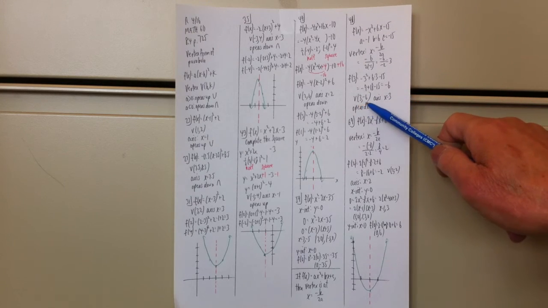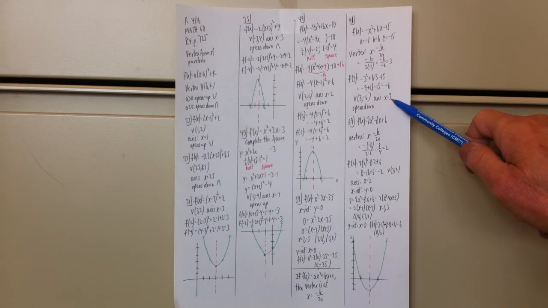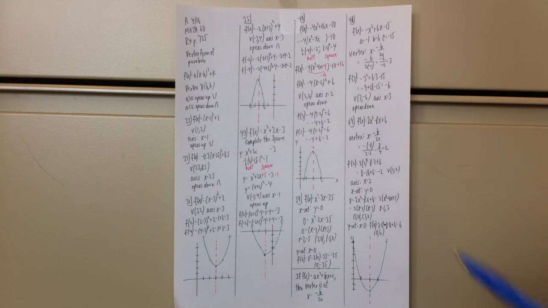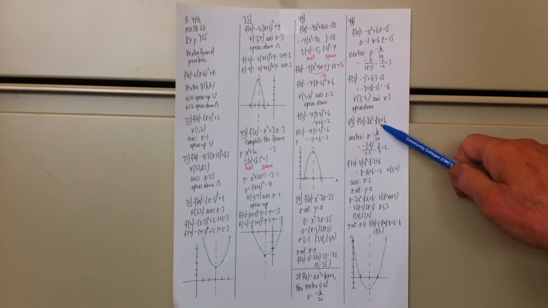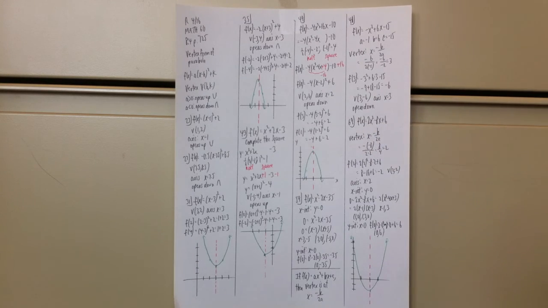So the vertex is at (3, negative 6). The axis of symmetry is x equals 3. And we know it opens down, which is all that question asks for. And now for a full-fledged graph with an equation in standard form, f of x equals 2x squared minus 8x plus 6. I know it opens up because a is 2.